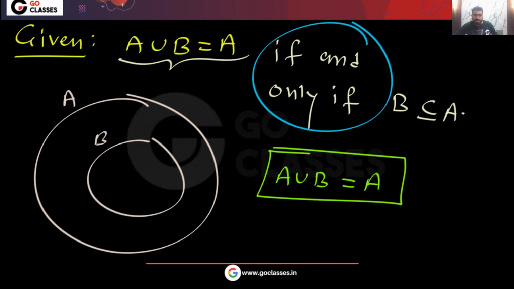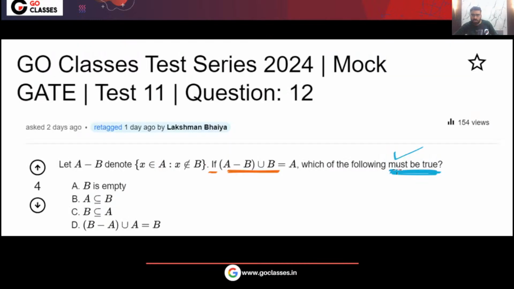What does it mean? It means that this must be true: B is a subset of A. The question is asking what must be true. So you can see B is a subset of A, that must be true. The answer will be option C.